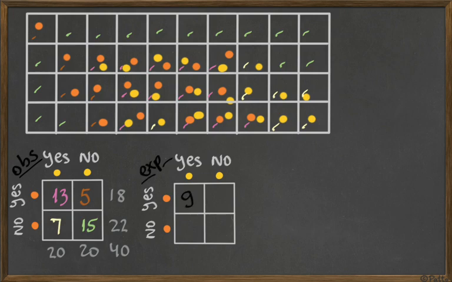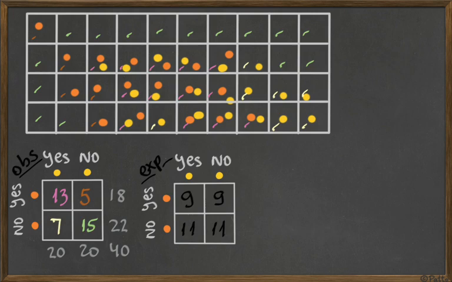So my table for expected is going to be 18 times 20 divided by 40, which equals 9. And 18 times 20 divided by 40, which equals 9. No, 22 times 20 divided by 40, which equals 11. And 22 times 20 divided by 40, which equals 11. These are my expected values. Okay, you see that this time the values are a little bit closer.